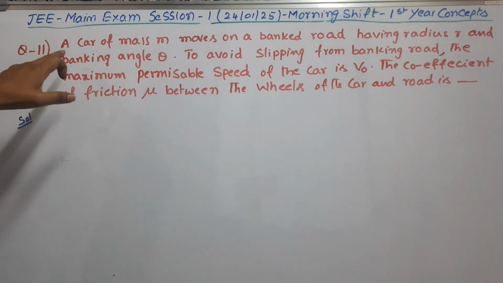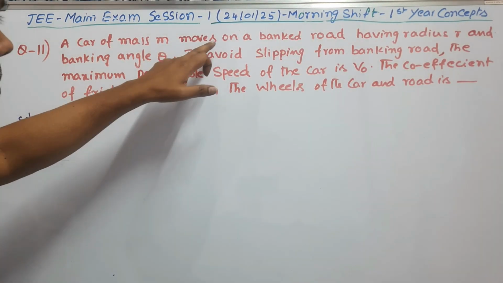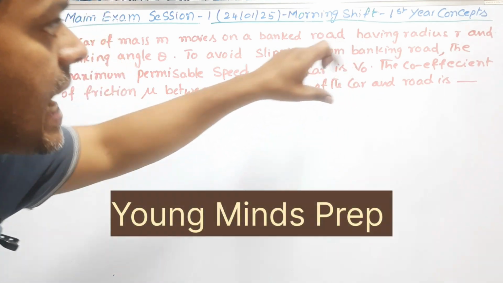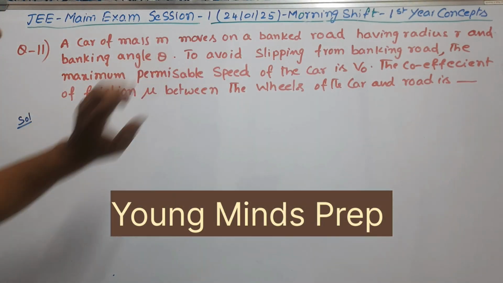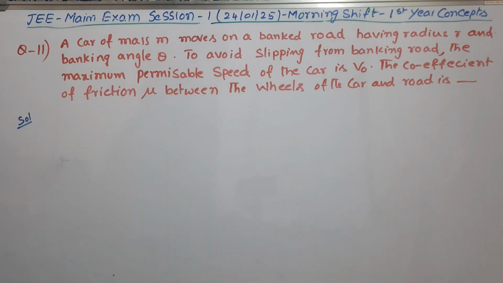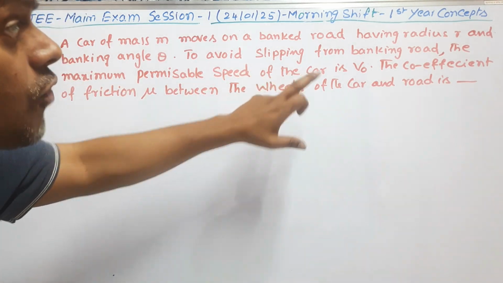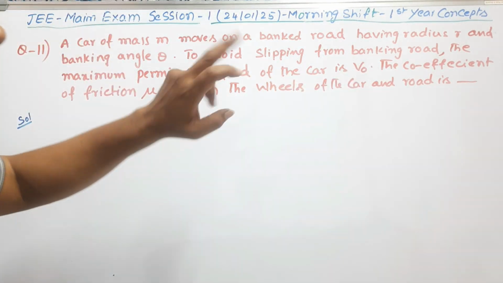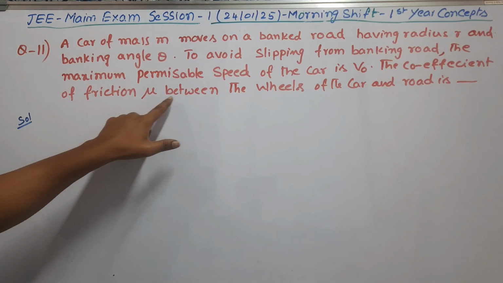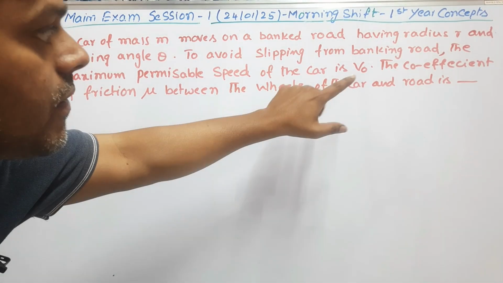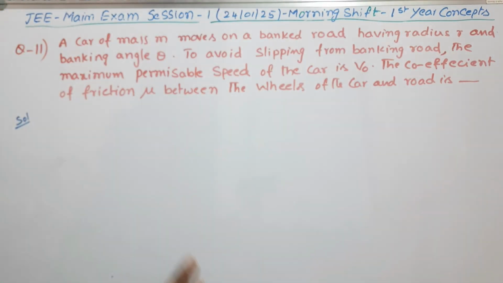Okay, the 11th question: a car of mass m moves on a banked road having radius r and banking angle theta. To avoid slipping from the banked road, the maximum permissible speed of the car is V0. The coefficient of friction mu between the wheels of the car and the banked road is what?